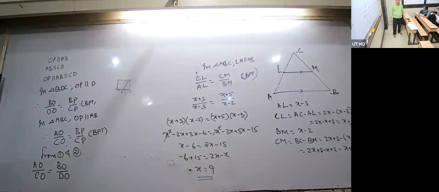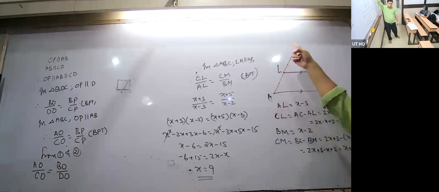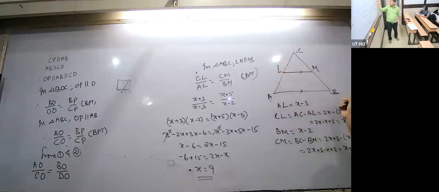Okay. If corollary to BPT applies, how will you do it? AC upon LC equals to... Do you have LC there? You don't have it now. So according to the corollary, AC upon AL is equal to BC upon BM. Substituting, you will get the answer. Instead of doing it directly, you can also substitute and cross multiply. AC upon AL equal to BC upon BM. You have AC, you have AL, you have BC. Corollary you can apply directly.